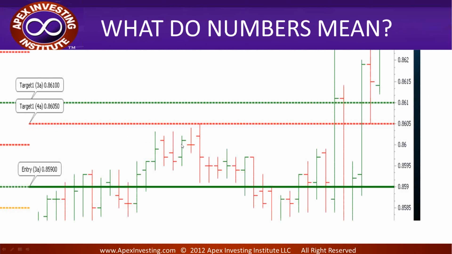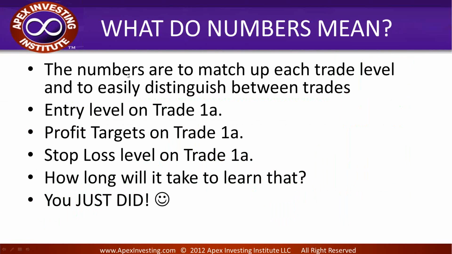So we also have some numbers in here. What do these numbers mean? Like entry 3A, target 3A. Now there'll also be a stop loss 3A. So what that does, that links the trade, okay? So it says 3A, 3A. So that target belongs to that entry, okay? And then you got the price at 85.90 and at 86.10. So you can easily match the trade between each level. So you'll have an entry level on trade 1A, a profit target on trade 1A, a stop loss level on trade 1A. Does that make sense? Pretty simple.